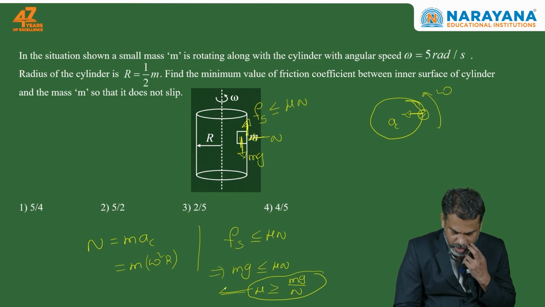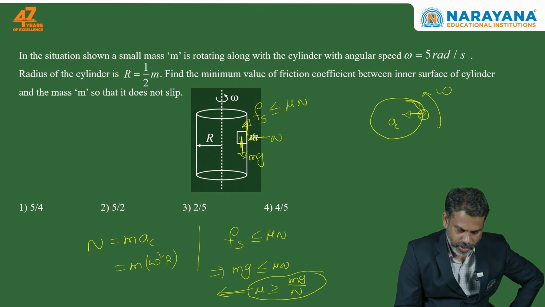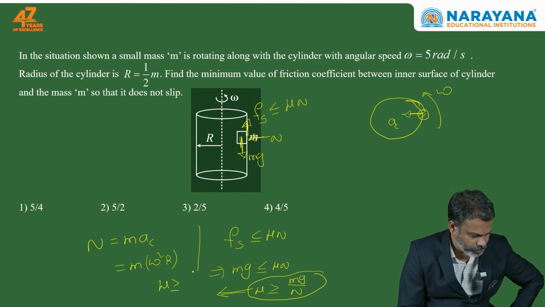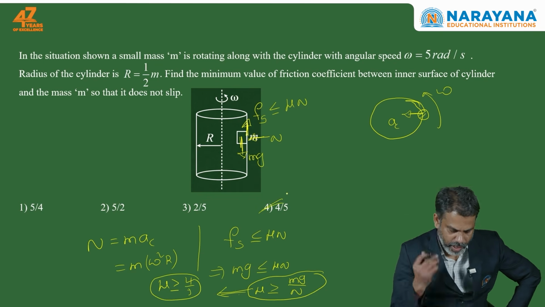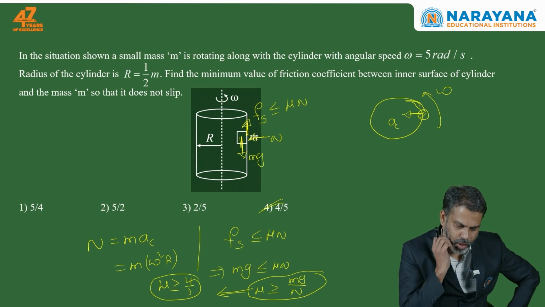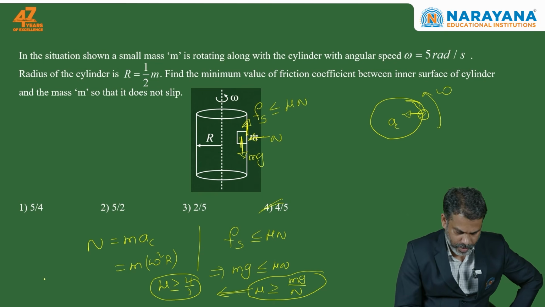So substituting the given values, mg by m omega square r, that is g by omega square r. The g value is 10, omega is 5, r is half, so you will end up with mu greater than or equal to 4 by 5. He's asking the minimum value, which is 4 by 5 for not slipping. Any value higher than 4 by 5 keeps the block at rest without slipping. Hope it's clear. Let's go to one more question.